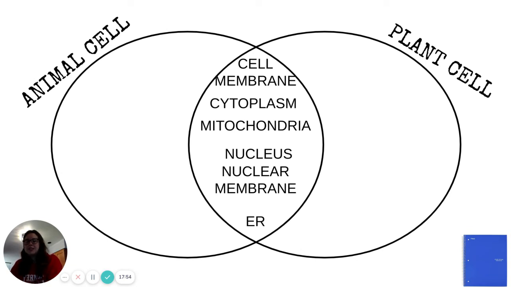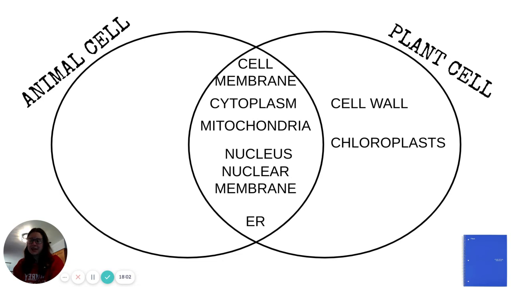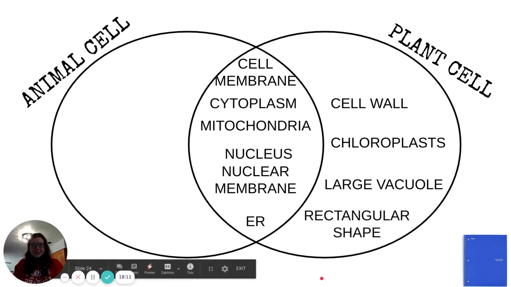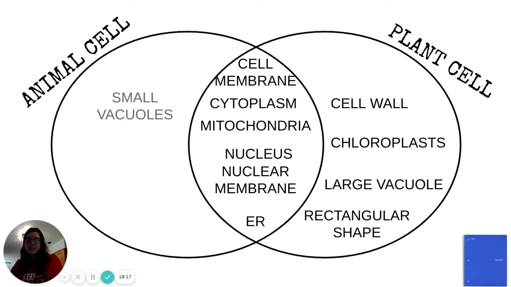Now, let's think about specifically just plant cells. Just plant cells have a cell wall. Just plant cells have chloroplasts. Just plant cells have a large vacuole. And just plant cells have a rectangular shape. Animal cells, on the other hand, only have small vacuoles. They also only have a round shape. This Venn diagram will be a pretty helpful resource for you as we continue to do more work with an animal cell and plant cell.